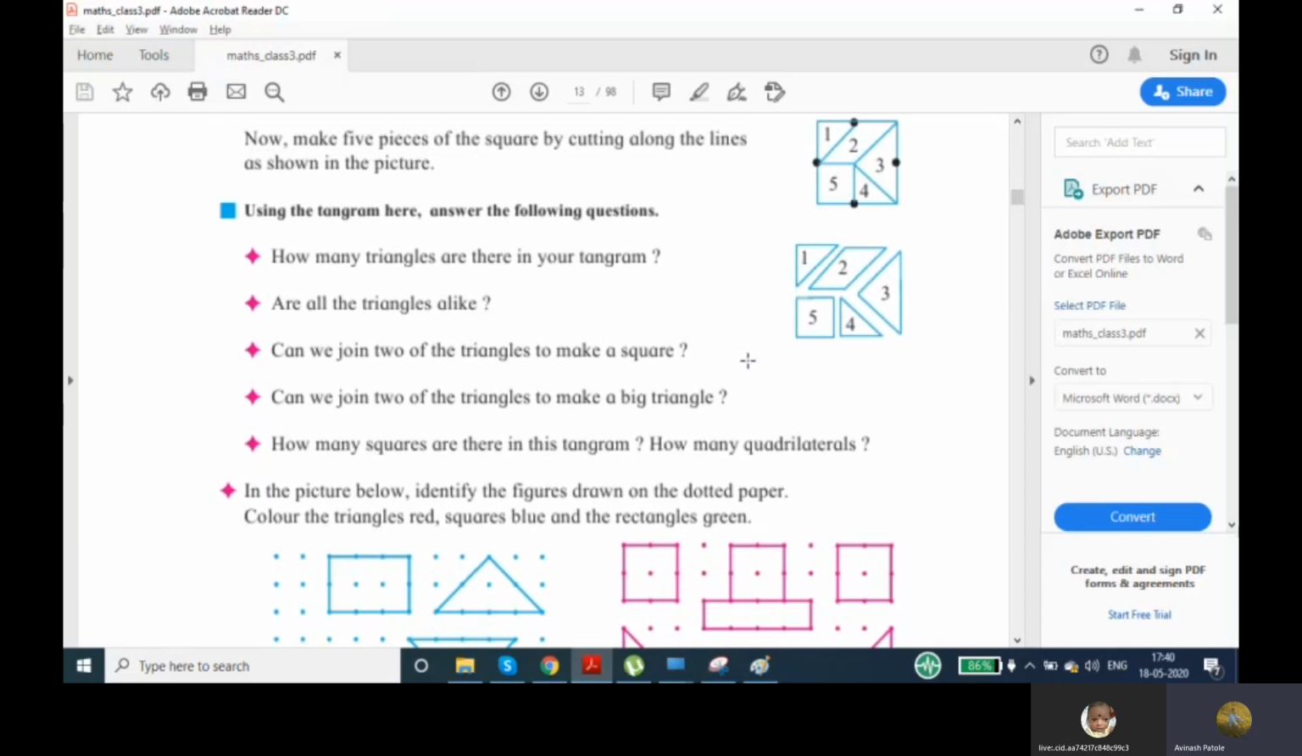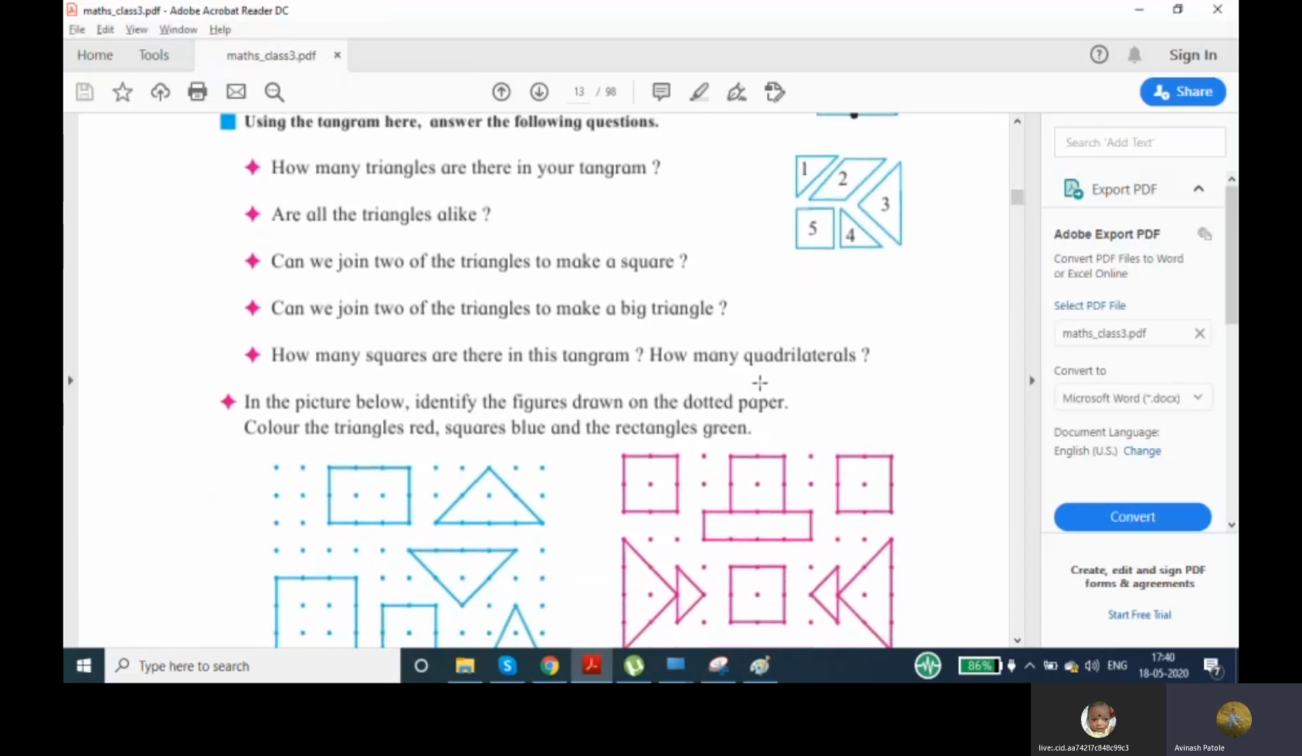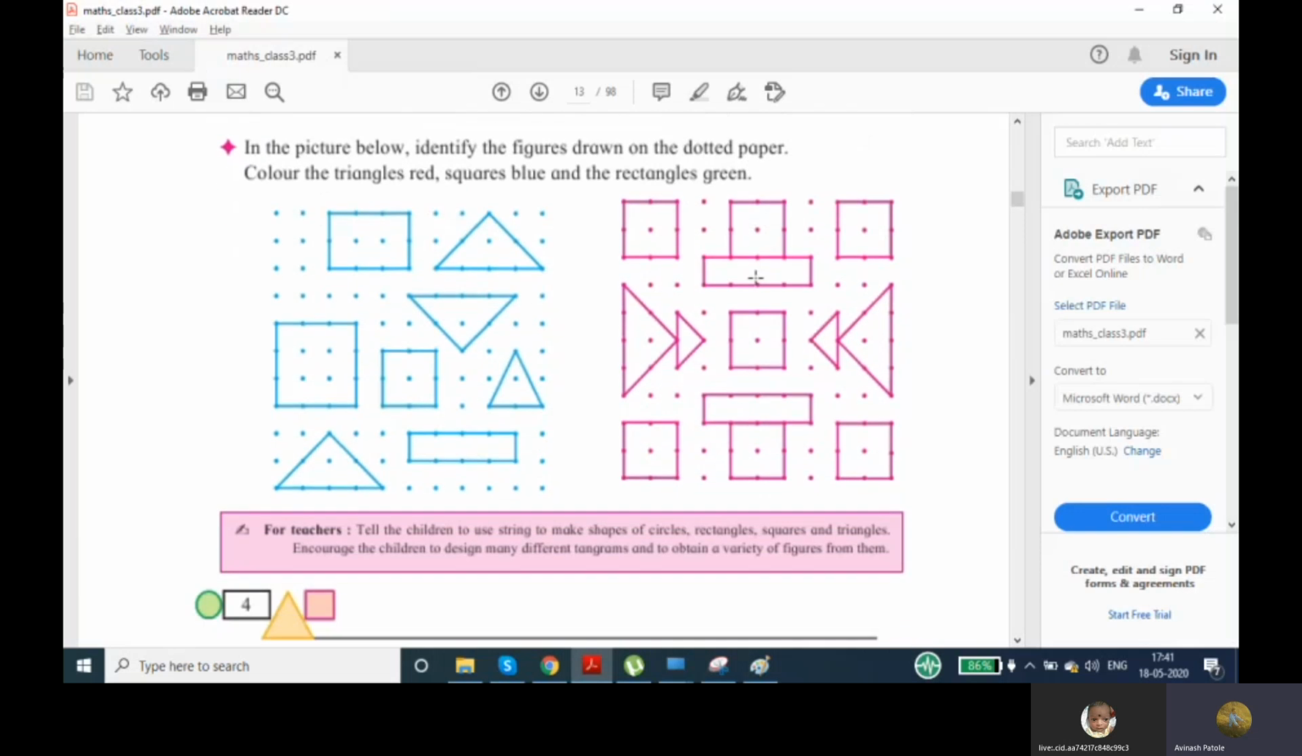Can we join two of the triangles to make a big triangle? So certainly not. You can give it a shot and see if you can join two triangles. Does it make a big triangle? No. How many squares are there in the tangram? How many quadrilaterals? We can clearly see that there is only one square, which is number 5, and it is a square. How many quadrilaterals? We can see only one quadrilateral, that is number 2. So let's go to the next activity.